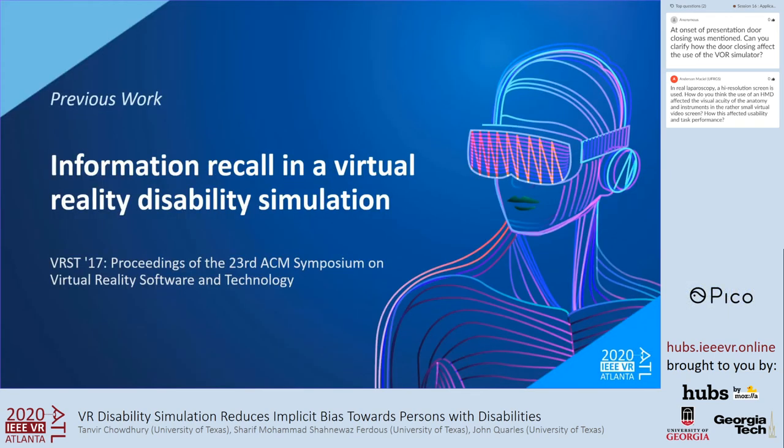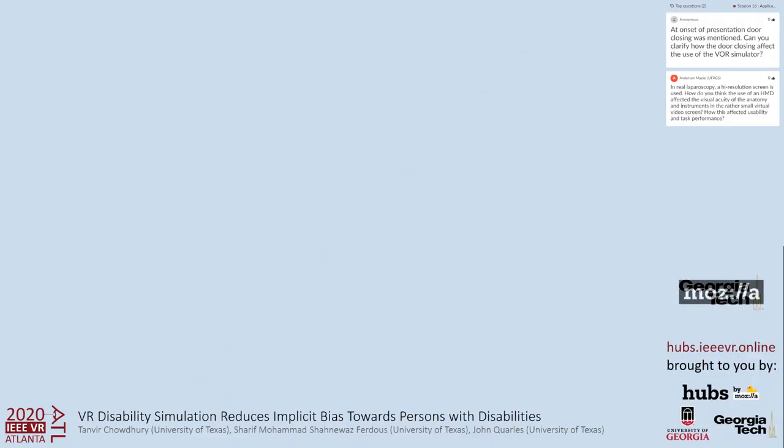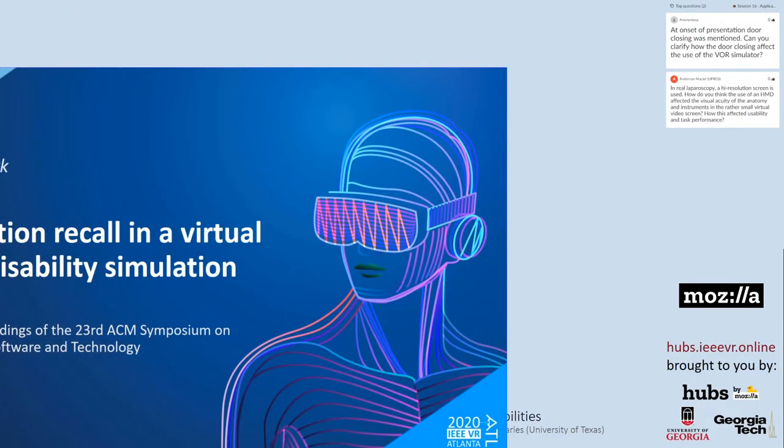This research is an extension of our previous work titled Information Recall in a Virtual Reality Disability Simulation, which was published in ACM VRST 2017. The previous work was mostly focused on in which condition, immersive versus non-immersive, the participants can better recall information they learn in the virtual environment. We also investigated how feeling present in the virtual environment affects their information recall task. The current research, however, focused on how experiencing disability simulation in different conditions, again, immersive versus non-immersive, can influence the participants' bias towards people with disabilities.